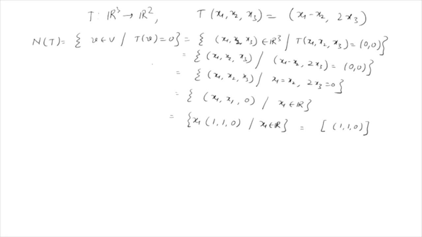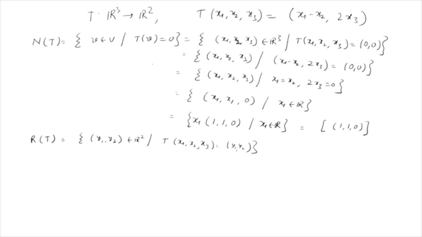Okay. Now, to find the range of T, it is all those (y1, y2) in R2 such that T of (x1, x2, x3) is (y1, y2) for some (x1, x2, x3) in R3. So, we have to find R of T, all (y1, y2) in R2 such that T of (x1, x2, x3) equals (y1, y2).